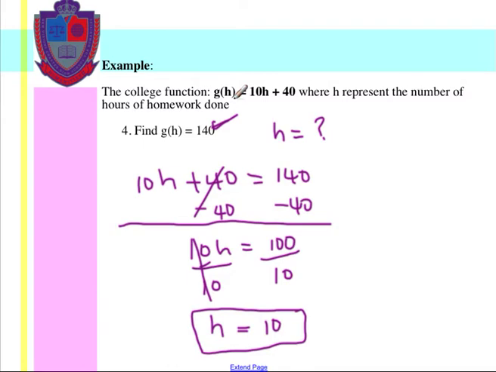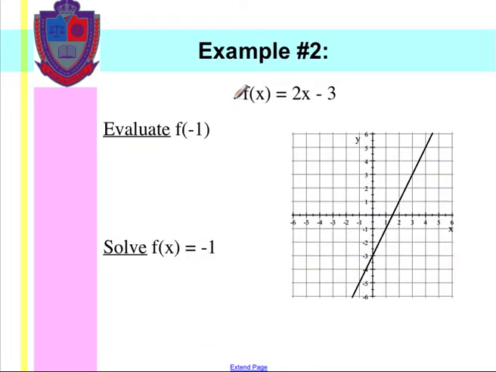Now those are all the mathematical ways. What if we got a graph? So this is an example of f of x equals 2x minus 3. Those of you looking at this, you should be able to see that this is a linear equation. It will give me a straight line, which is right here. I want to evaluate this graph at f of negative 1. So when I evaluate it, I want to plug it in. But now I have a graph.